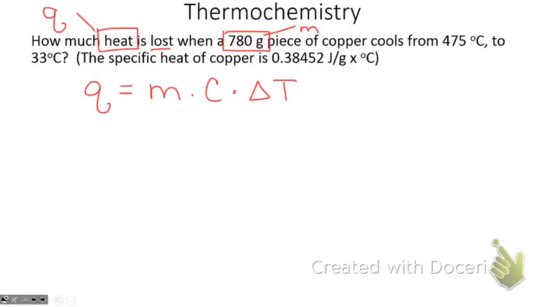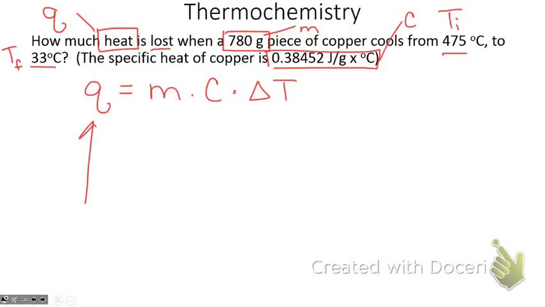So I've got two temperatures here. It looks like it's starting at a really high temperature and ending at a much lower temperature. So I'm going to label this as my initial temperature, T sub I, and this as my final temperature, T sub F. And then it goes on to give me a nice specific heat of copper, and I can throw that in the equation for C.